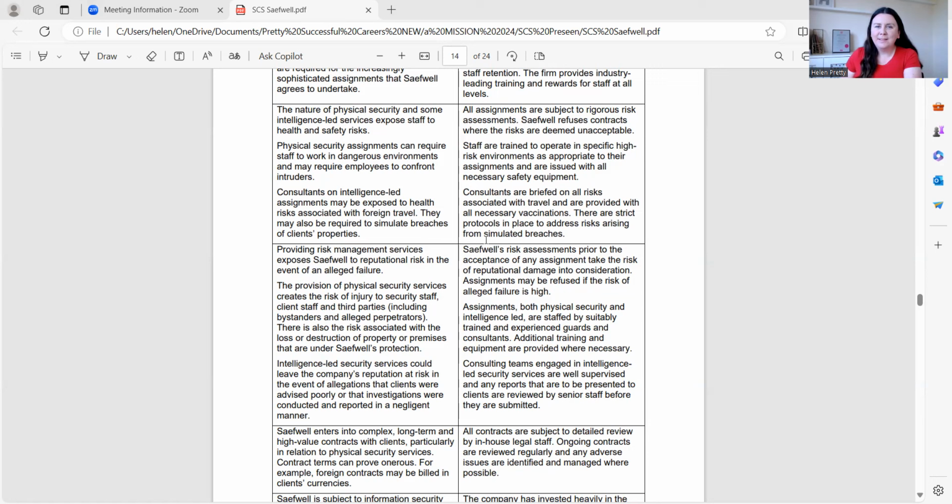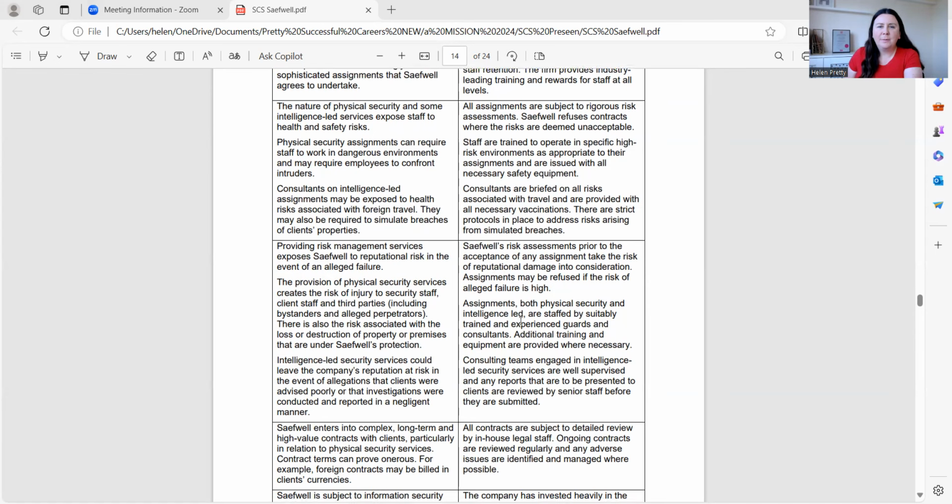The way we mitigate those reputation risks: Saefwell's risk assessments prior to the acceptance of any assignment take the risk of reputation damage into consideration. Assignments may be refused if the risk of alleged failure is high. Assignments, both physical security and intelligence-led, are staffed by suitably trained and experienced guards and consultants. Additional training and equipment are provided where necessary. Consulting teams engaged in intelligence-led security services are well supervised, and any reports that are to be presented to clients are reviewed by senior staff before they are submitted.